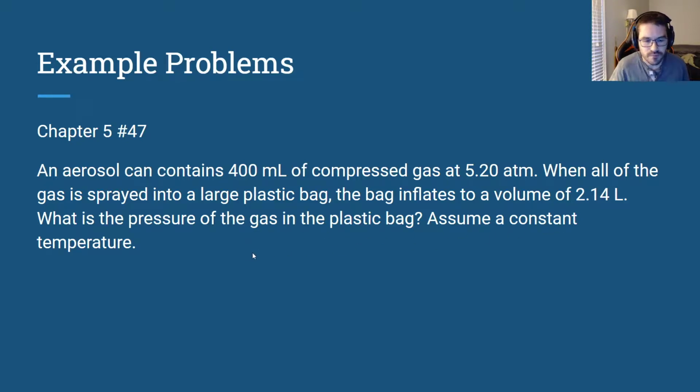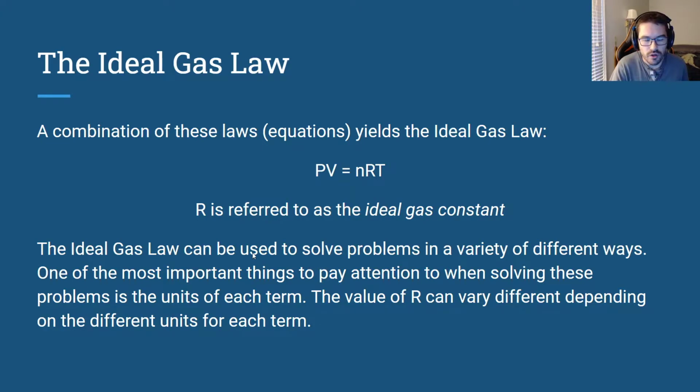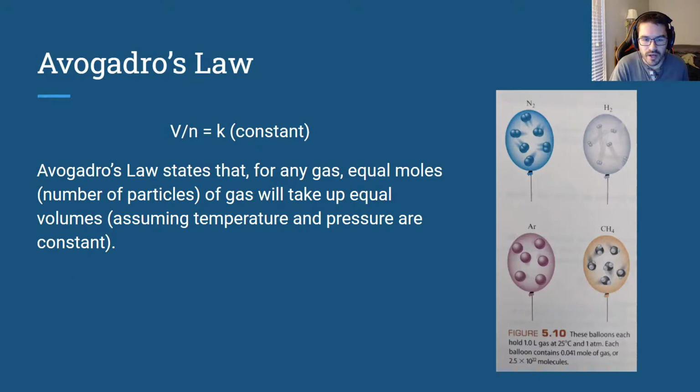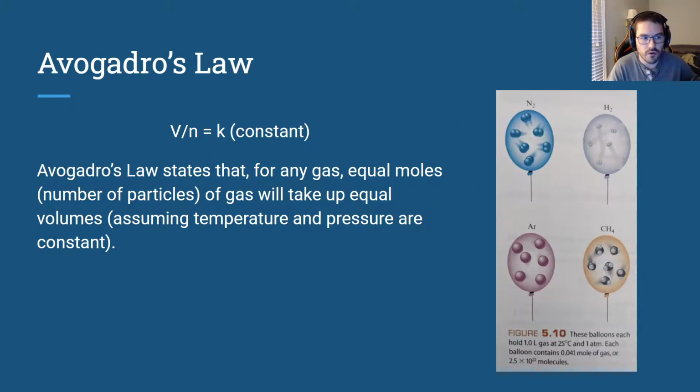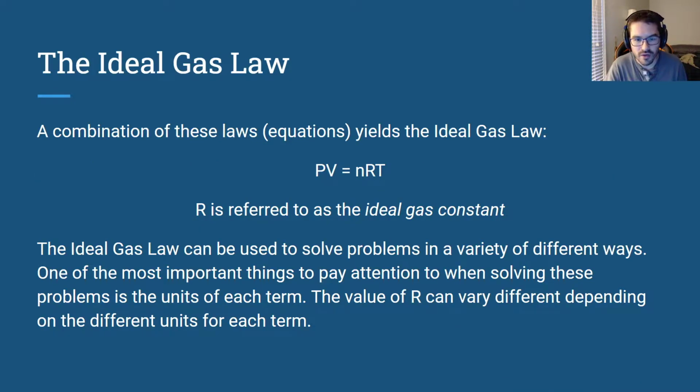Now, we could use the ideal gas law. But actually, if we only have pressures and volumes, then Boyle's law is sufficient. And remember that Boyle's law, Charles' law, and Avogadro's law were sort of combined together to give us this ideal gas law. So the same fundamentals are still there, okay? And it makes sense actually, right?